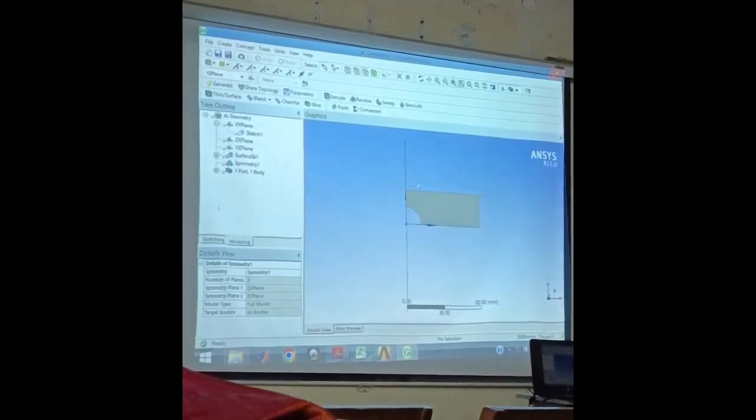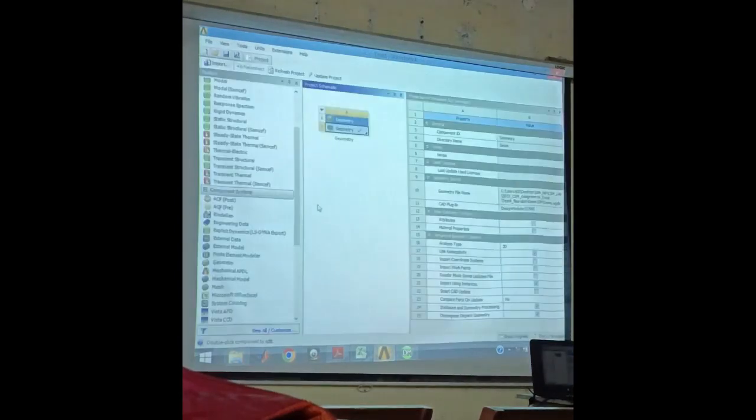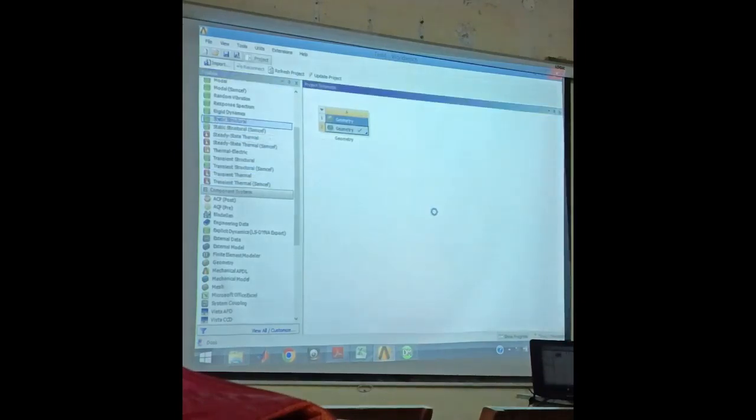So zoom to fit is this. Now save it. Now that geometry will be utilized for the analysis. So we will go here. We want to pick here static structural analysis. Simple analysis. I want you to utilize this geometry. I want to share this. So that geometry has been shared here.